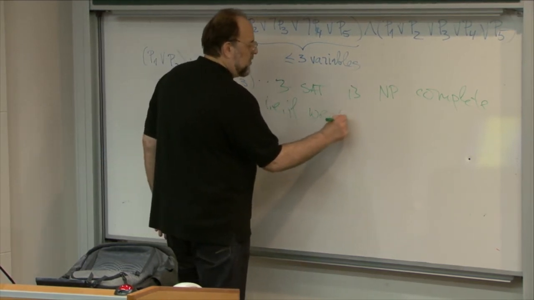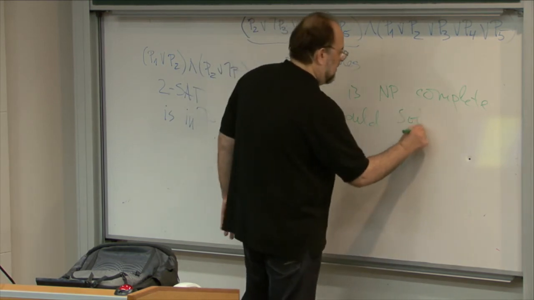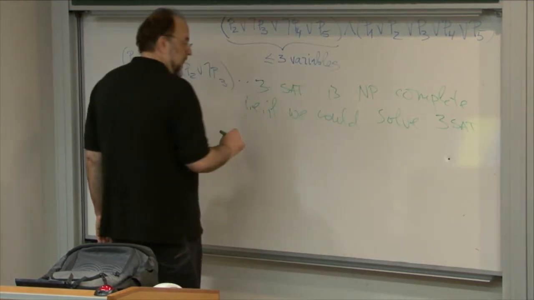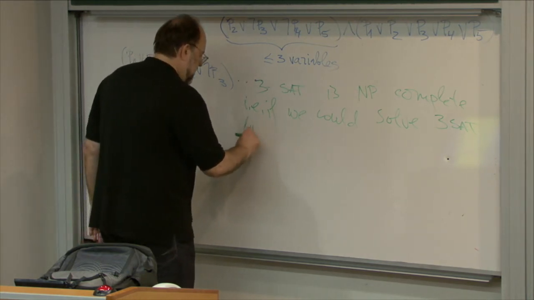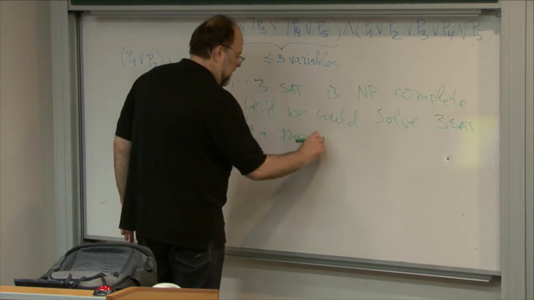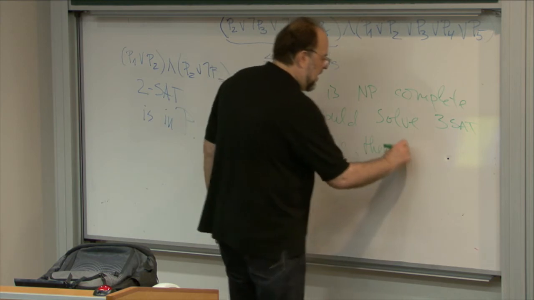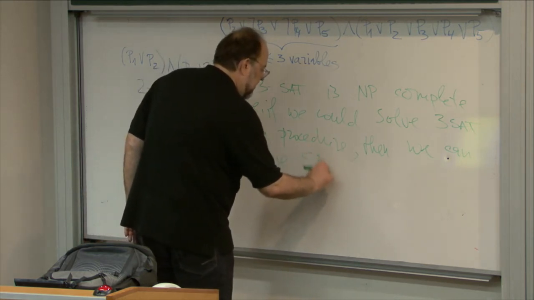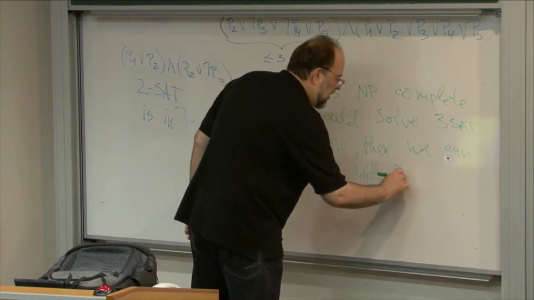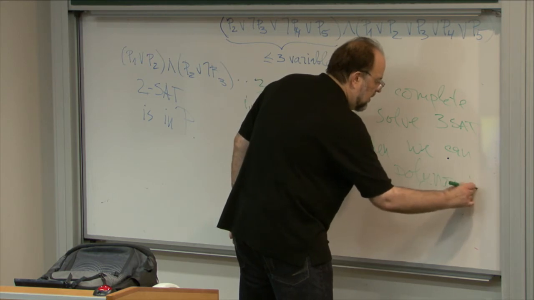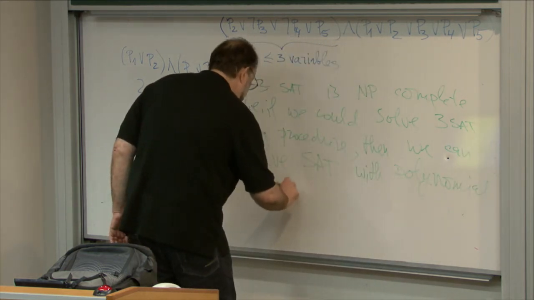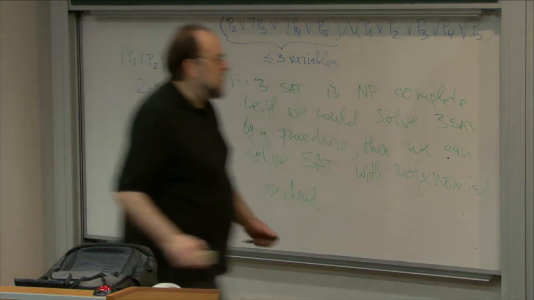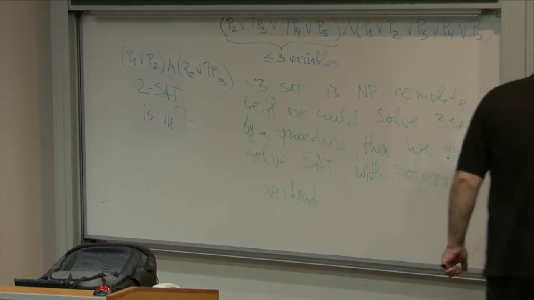If we could solve 3-SAT by a procedure, then we can solve a general SAT with polynomial overhead. Right, so we want to show, so this is a typical pattern of how you prove that something is NP-complete.